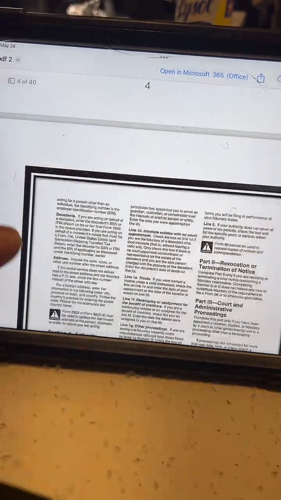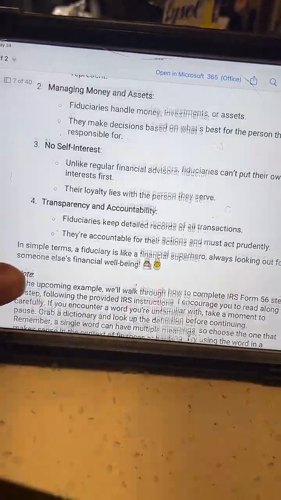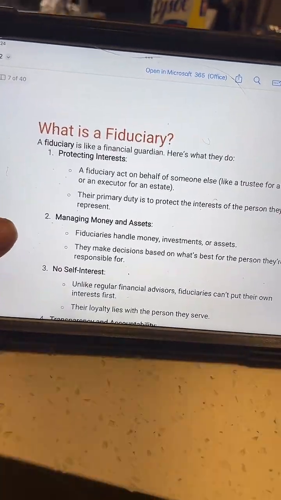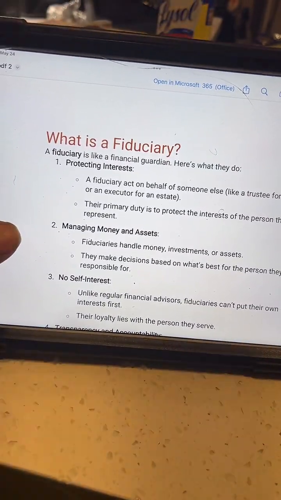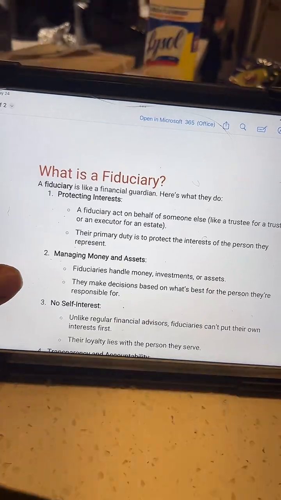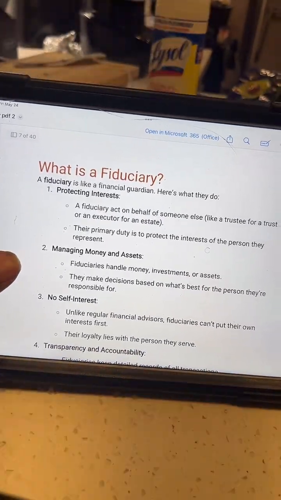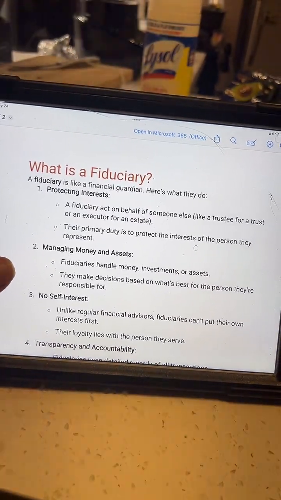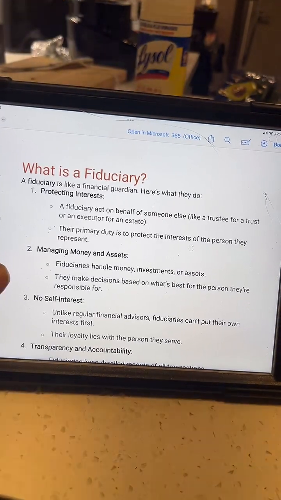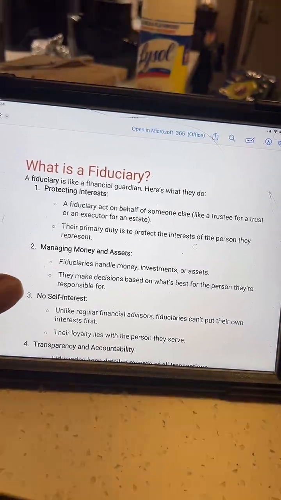So as I stated, it gives examples on how to fill out these forms. So let's keep reading. It says, what is a fiduciary? A fiduciary is like a financial guardian. Here's what they do: protecting the interest. A fiduciary acts on behalf of someone else, like a trustee for a trust or an executor for an estate.